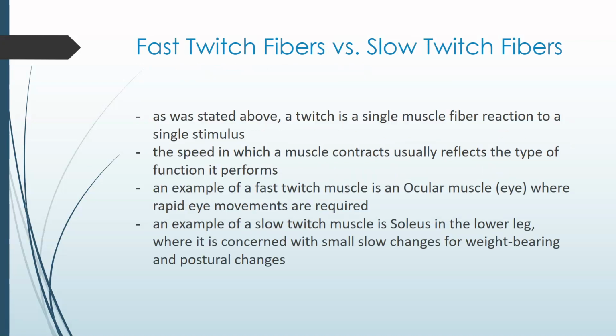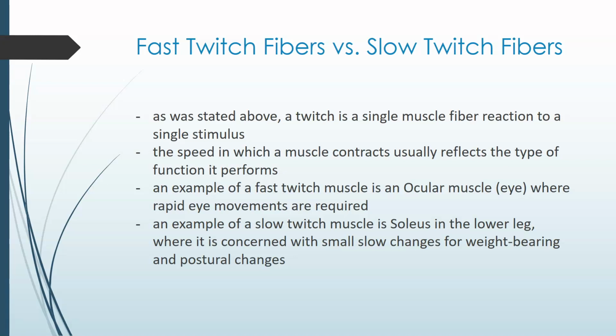So I've talked a little bit about this. I just want to go over it again, just to remember, as we've stated, a twitch is a single muscle fiber reaction to a single stimulus. And the thing to remember is when we get a full contraction, when we're doing the work, it is the culmination of twitches that results in the full contraction that you see when you're performing a task, such as doing a biceps curl with a dumbbell. So as was stated above, a twitch is a single muscle fiber reaction to a single stimulus.